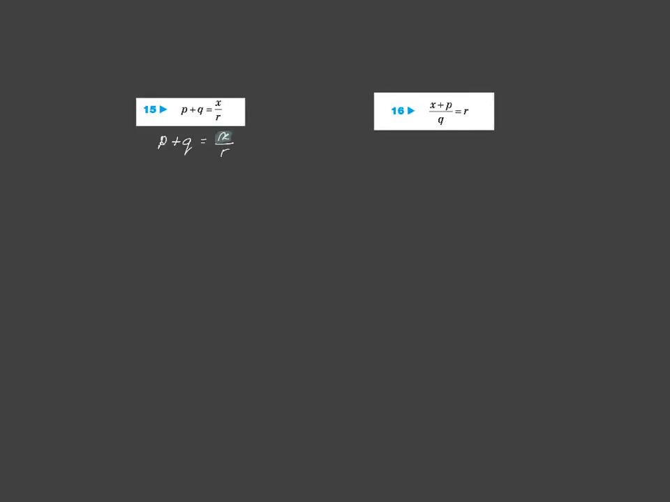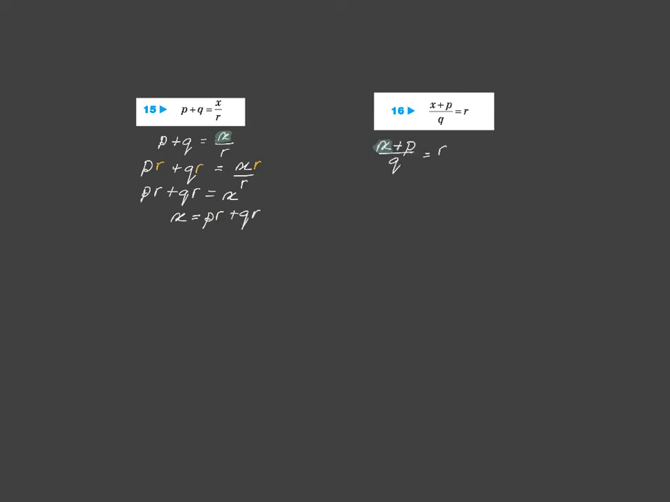In number 15, p plus q is equal to x over r. X over r is the same as x divided by r. So to separate x from this r, we need to multiply by r. On the left, we must multiply each term by r. So it's pr plus qr is equal to xr over r. On the left, we have pr plus qr is equal to r divided by r is 1x. Making x the subject, you write it the other way around. X is equal to pr plus qr.